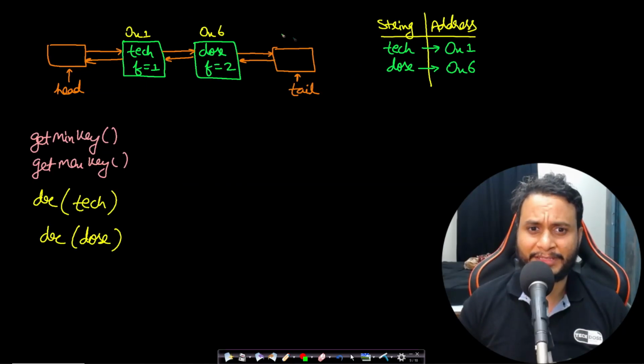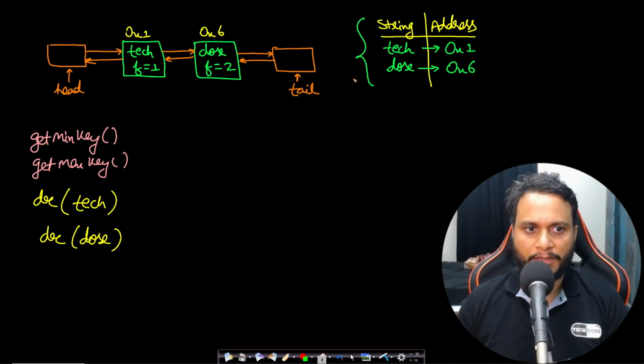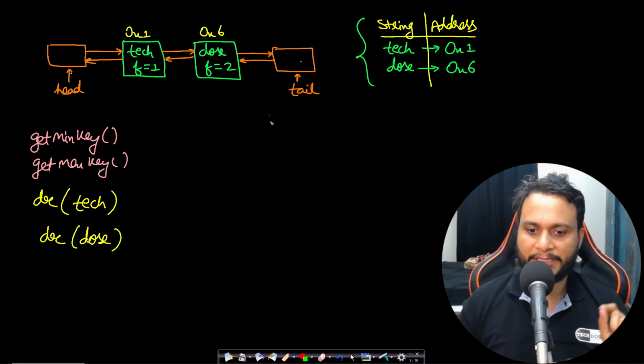So let's say this is our current state and this is our key store. Now in this, if I have to make a call for get min key, then get min key will always be the beginning one. So just after the head node, so I will be returning tech. Get max key will be just the previous one of the tail. So I will be returning the tail's previous.